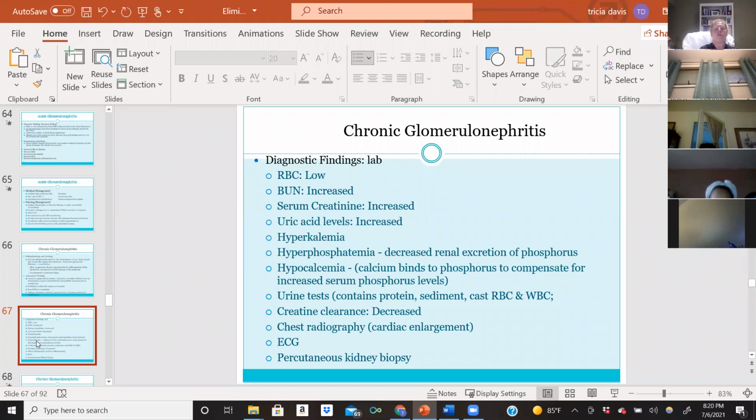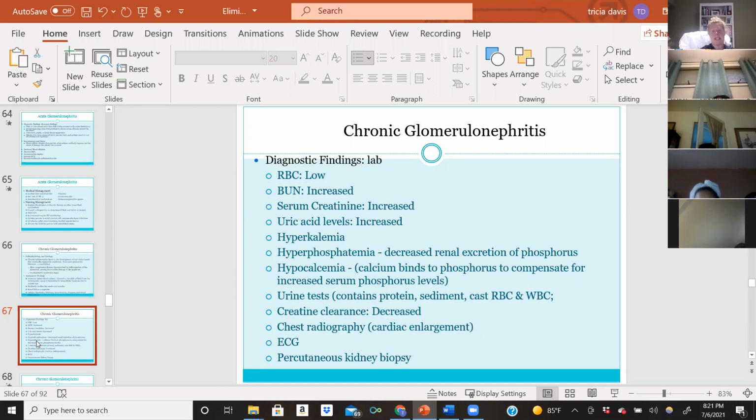Diagnostic findings. Red blood cell count is going to be low. Their BUN and their serum creatinine are going to be increased. Uric acid levels increased. They're going to present with hyperkalemia and hyperphosphatemia. The potassium is going to build up in the system, and there's going to be an increased phosphorus level because of decreased renal excretion of the phosphorus. We're going to see hypocalcemia because calcium is going to bind to the phosphorus to compensate for the increased serum phosphorus levels.